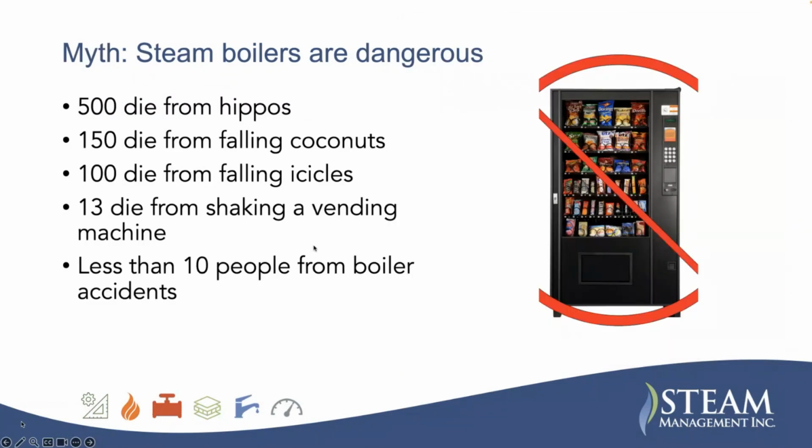And then I hear people say, "Well, boilers are still dangerous." Well, let me put it into context for you. 500 people die a year from hippos. 150 people die a year from falling coconuts. 100 people die from falling icicles. And 13 people die from shaking a vending machine. Less than 10 people die from boilers a year. And I'm thinking to myself, you're 30% more likely to die from shaking a vending machine.